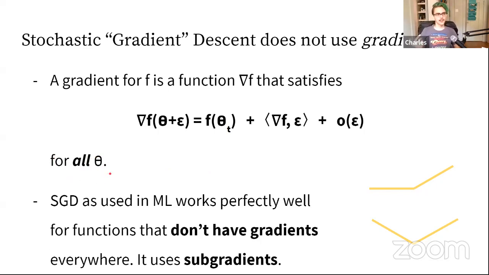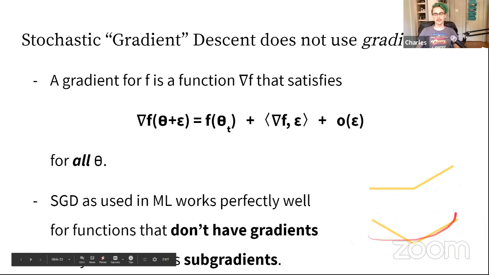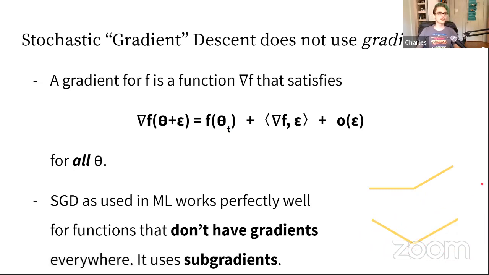But stochastic gradient descent, as we use it in ML, works perfectly well for functions that don't have gradients everywhere. So I have two examples on the right-hand side, both of which are very popular in machine learning. One is the rectified linear unit on the top, and the other is the absolute value, which in high-dimensional cases would be the L1 norm, which shows up as a sparseness penalty in sparse activations or sparse parameter regularization schemes. So these functions get used, but if I try and ask, is there a function here that is a good linear approximation of this function?